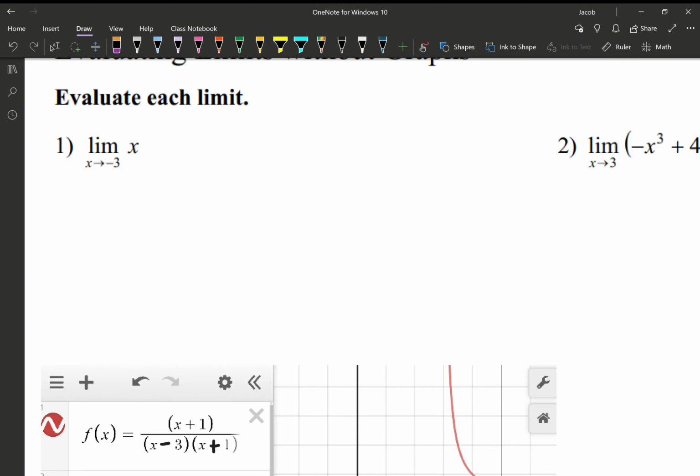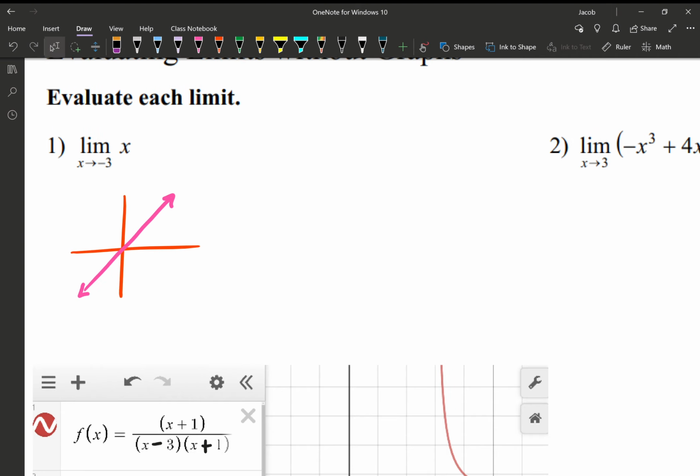So if that function is x, what is happening to the y values when x approaches -3 on the function y equals x? Well, in my head, I know that the graph of y equals x looks like that. It's that pink function. And I know what the y values are doing on y equals x. So I can just respond with that. I've got what's happening at -3. That is -3.